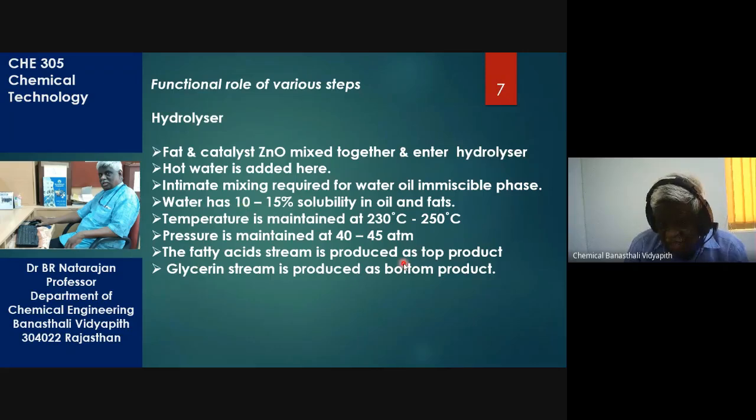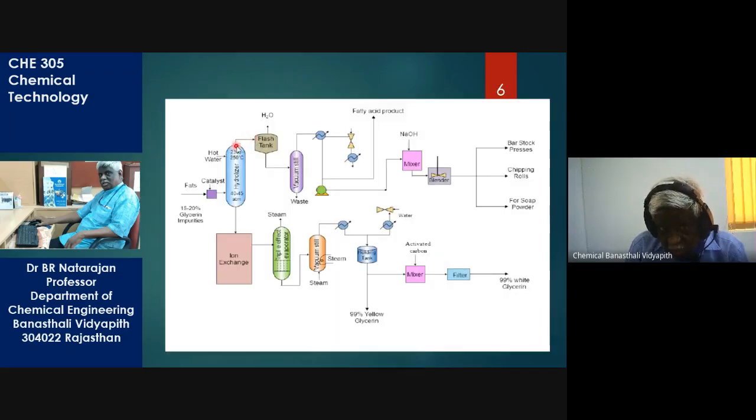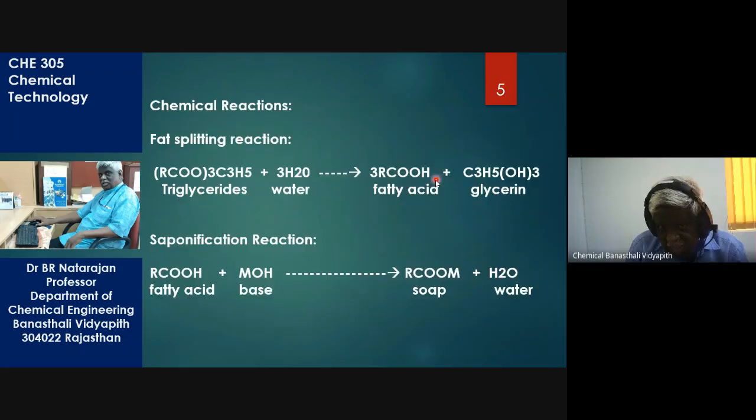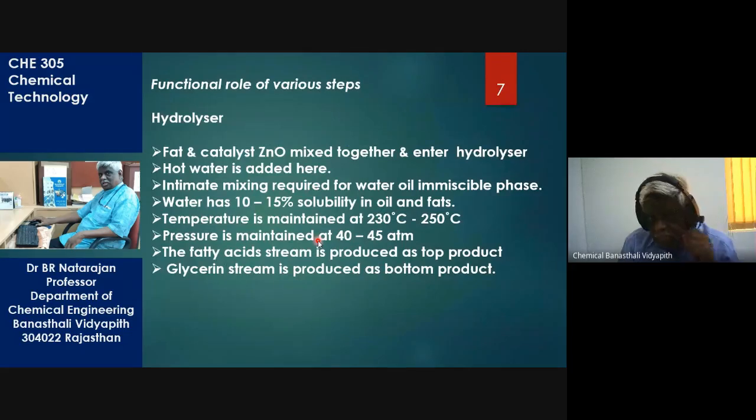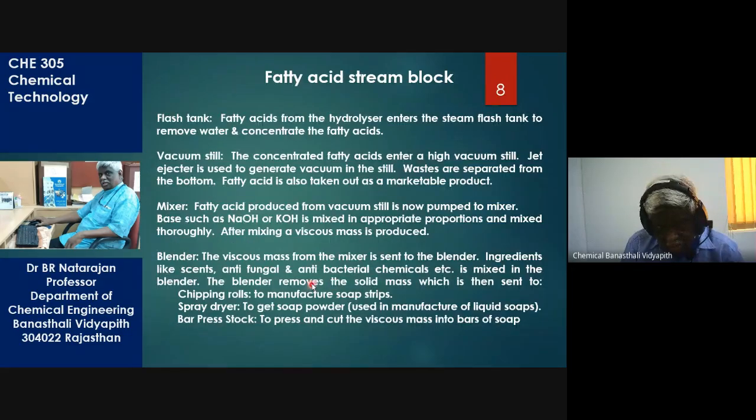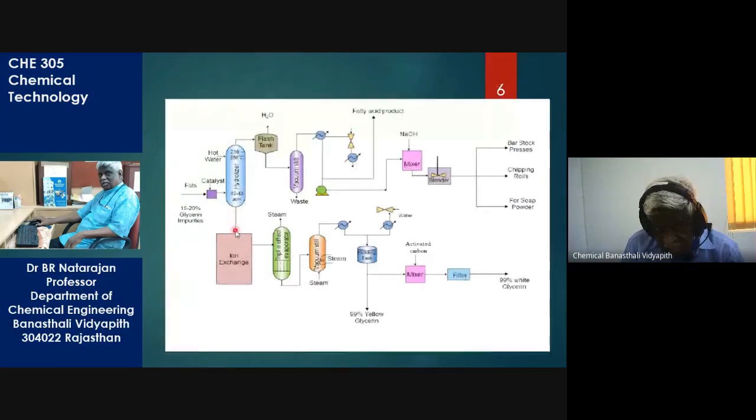The fatty acid stream is produced as a top product. Top product is fatty acid. This is a fatty acid. And glycerin is produced as bottom product. So this is a fatty acid and this is a glycerin.